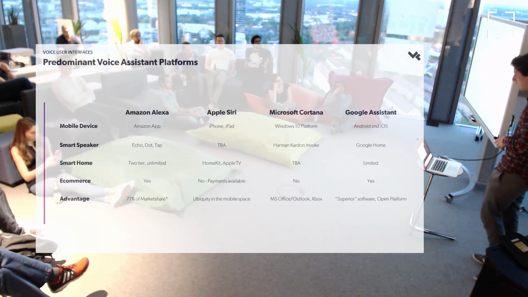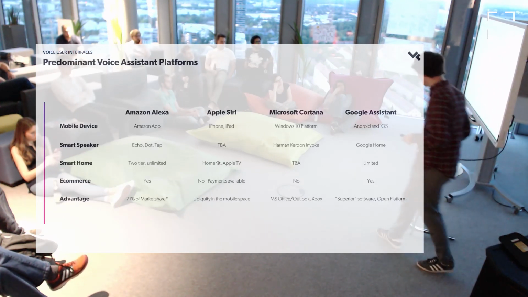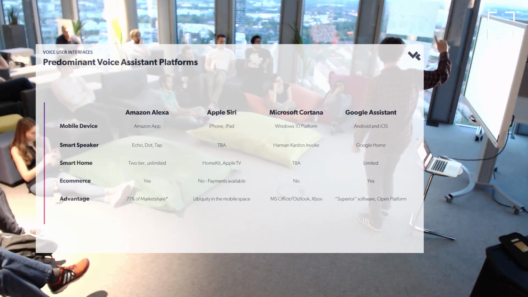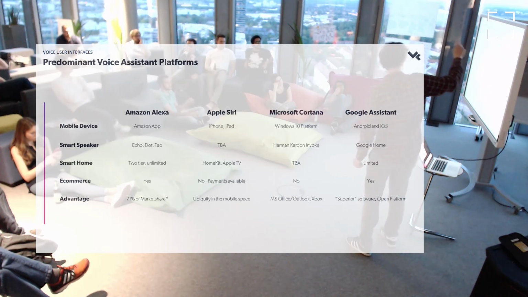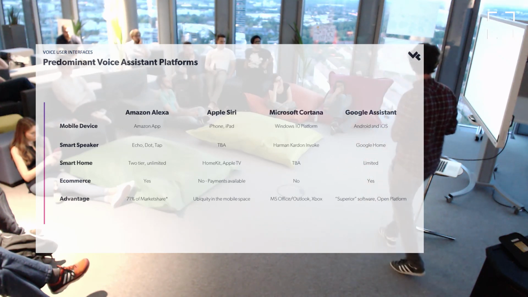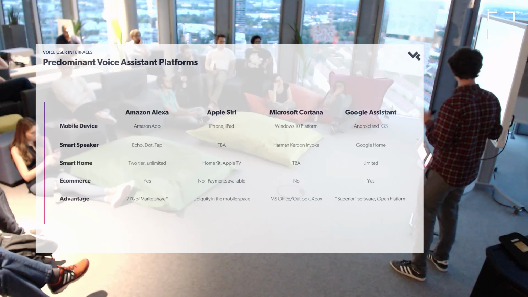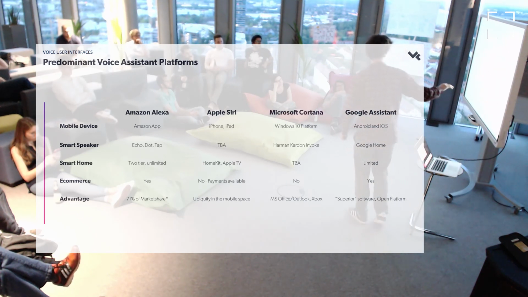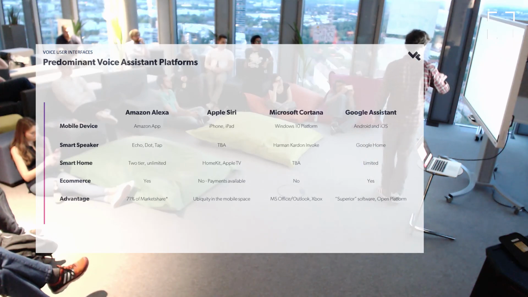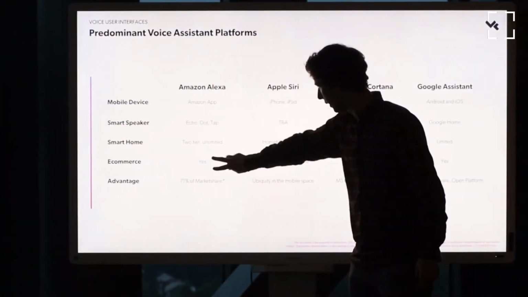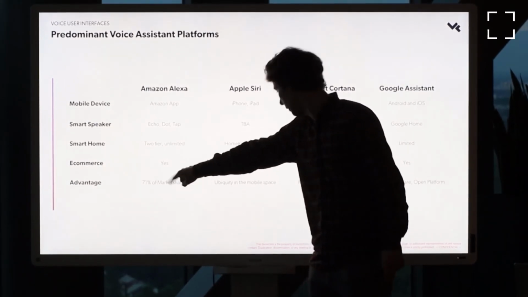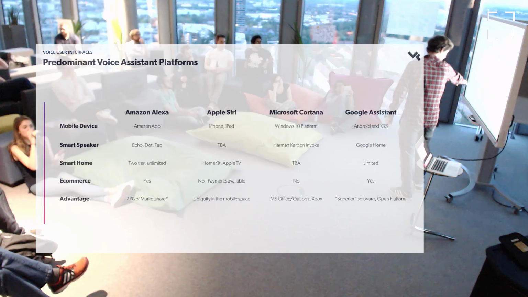So looking at the platforms, we have four main platforms. As I said, Amazon Alexa, Apple Siri, Microsoft's Cortana. They're starting to build that out really big now, but it's not all published yet. And the Google Assistant. So just to point out a few highlights, because it's a lot of information to run through all of it. Advantage-wise, I think these two here are super important: e-commerce and basically the advantage part here.